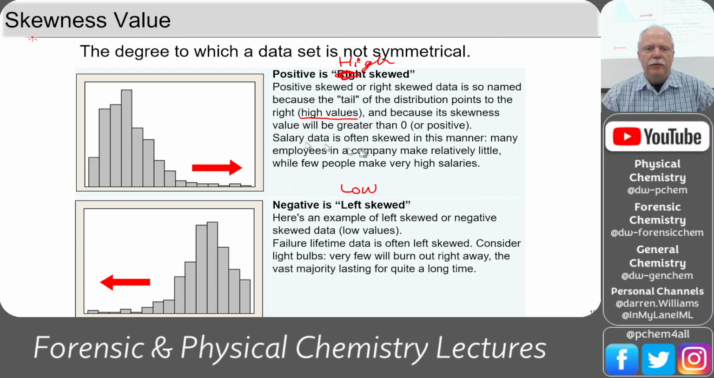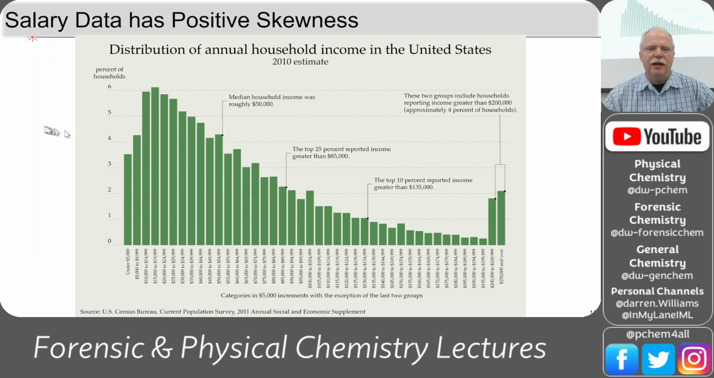So we can look at a couple of examples of skewed data. This says salary data is often skewed in this manner. Okay, and so let's look at some of those. Here's the salary data, and this is a histogram, and you can see the bins down here. So this is saying that categories are in $5,000 increments. This is for annual household income, 2010. And so under 5,000, we have 3.5% of households. This right here, 15,000 to 19,999. This is called the mode.